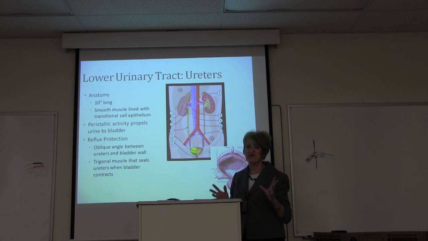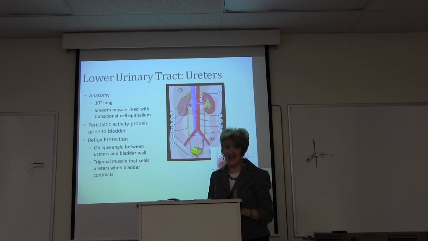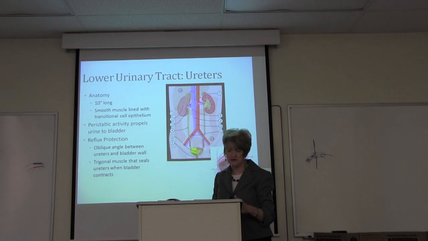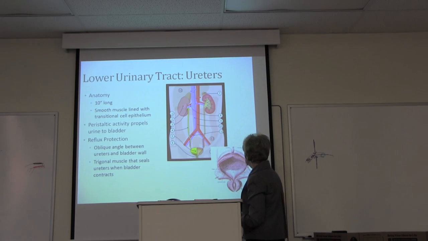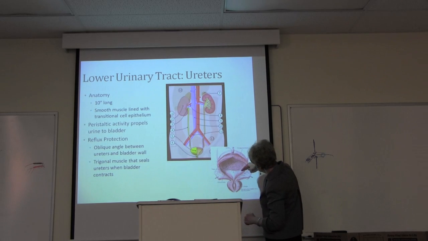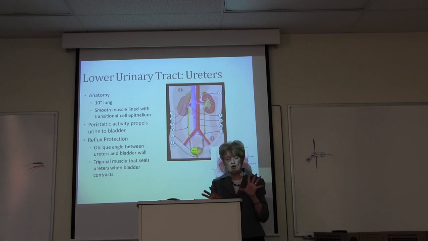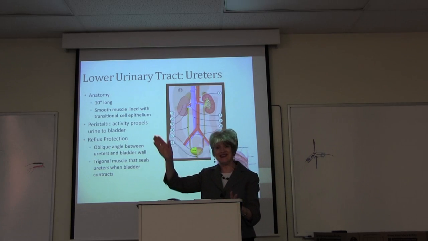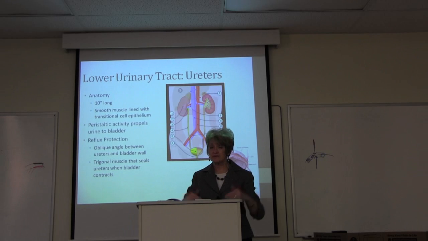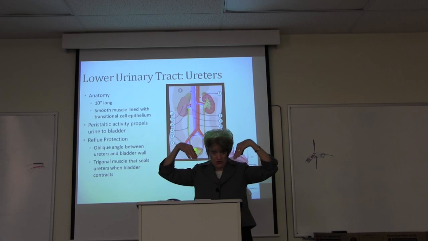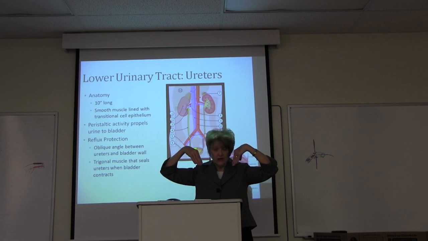But we're equipped with a very effective anti-reflux system, and I wanted to go over the key components of that anti-reflux mechanism. First of all, the ureters enter the bladder at an oblique angle, so it makes it harder for urine or bacteria to get into the ureters because of the angle at which the ureters enter.